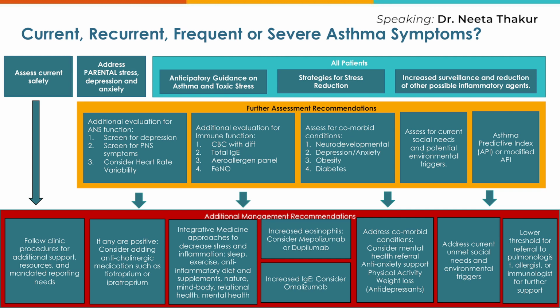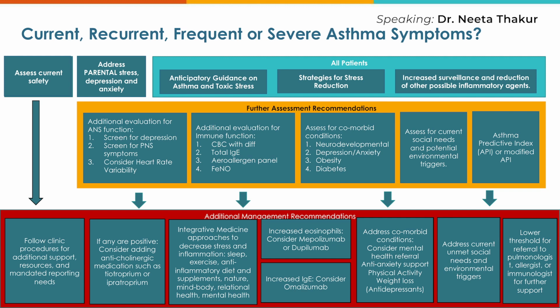If you're seeing any signs of autonomic dysfunction, there are some studies that suggest adding an anticholinergic medication such as tiotropium or ipratropium to the medication regimen may be helpful. So it's something to consider. For helping with strategies around stress reduction, referring for integrative medicine approaches to decrease stress and inflammation. These can be suggestions such as sleep, exercise, thinking about the diet, having increased connections with nature, mind-body healing, and thinking about addressing issues of mental health. We also think it's important that when screening for current social needs and environmental triggers, we provide resources to help address those unmet needs and environmental triggers, which is an important cornerstone of asthma management.